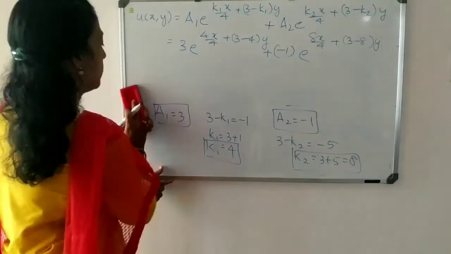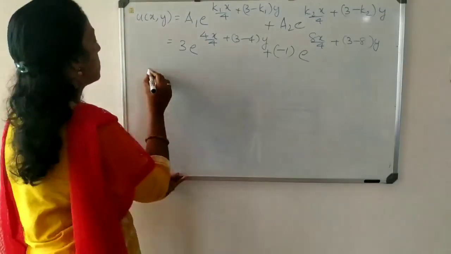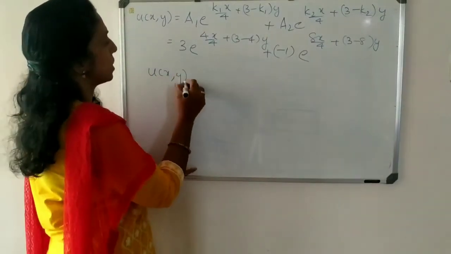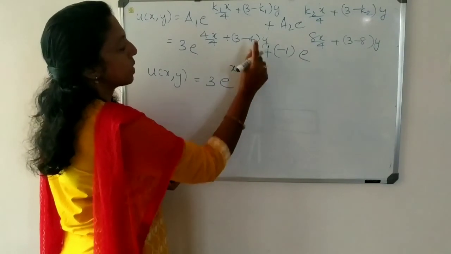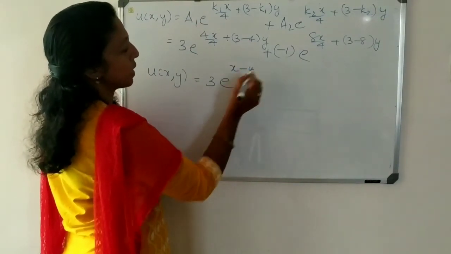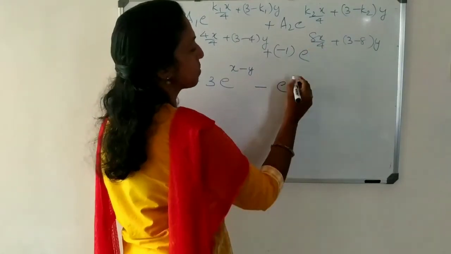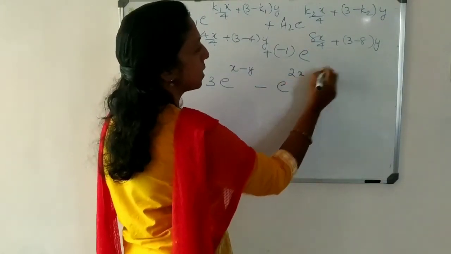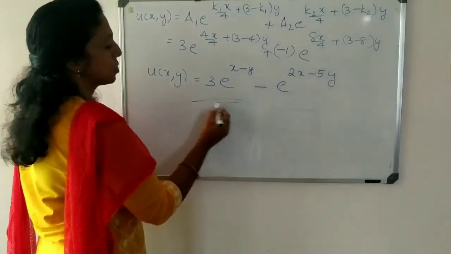Now simplify this. What is our solution? Our required solution is u of x comma y is equal to 3 into e raised to x, 3 minus 4 is minus 1, so minus y, minus e raised to 8x by 4 is 2x, 3 minus 8 is minus 5, so minus 5y. This is our solution.